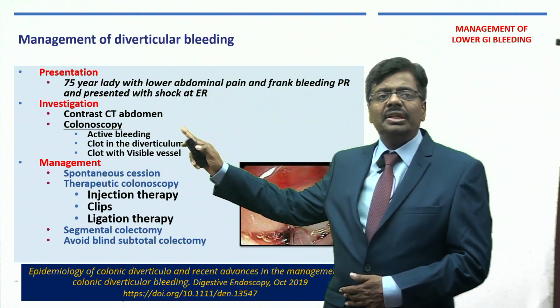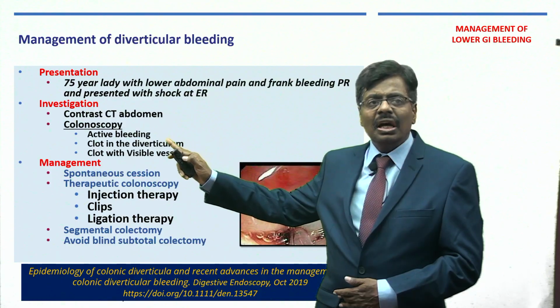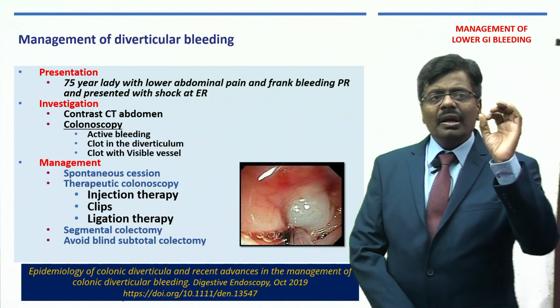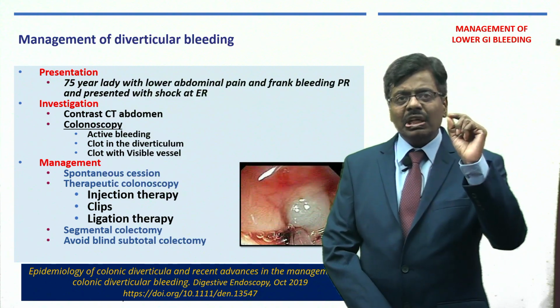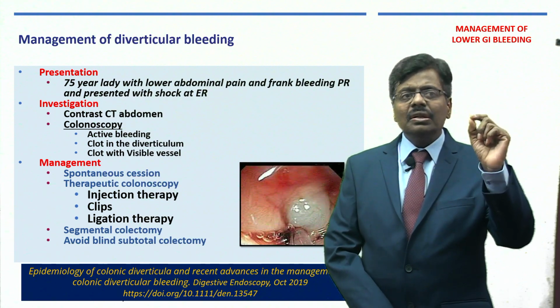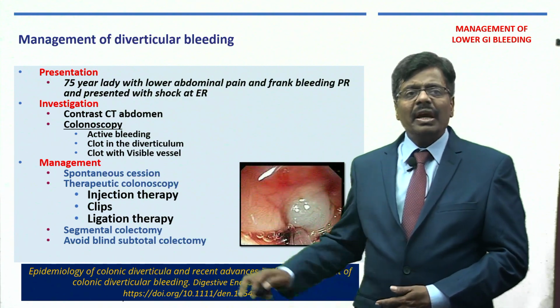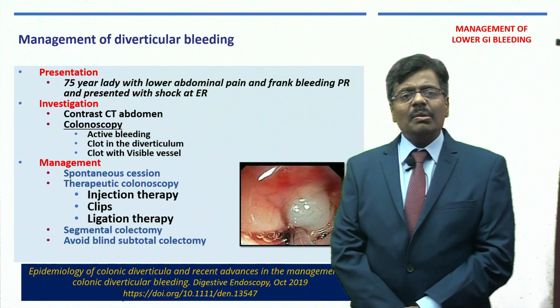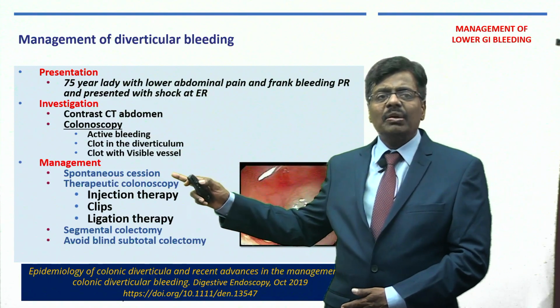Immediately a contrast CT can be done, that might show the lesion. If not, after a few hours with a good bowel preparation, you do a colonoscopy wherein you will be able to see either an active bleeding or a blood clot and a clot with visible vessels. If they are present, that is possibly the source. Then how to treat? Sometimes you can leave them well alone if there is no active bleeding.